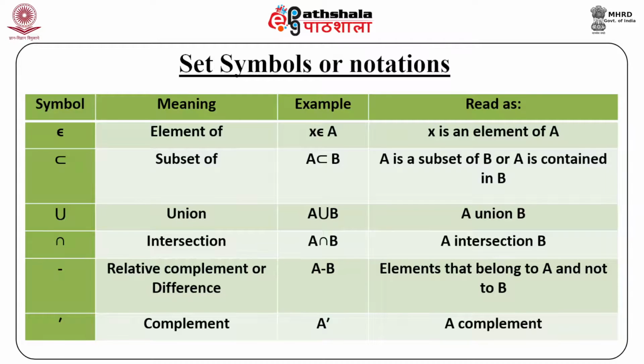Set symbols or notations. Now, the table gives various set symbols and notations. The symbol epsilon stands for element of: x belongs to A, or x is an element of A. Subset of is given by A is a subset of B, or A is contained in B. Union: A union B. Intersection: A intersection B. The next symbol is relative complement or difference: A minus B implies the elements that belong to A but are not in B. Complement: A complement is read as A complement.